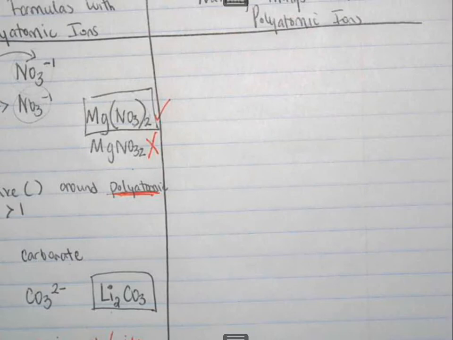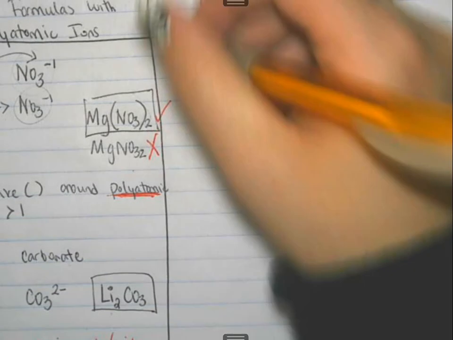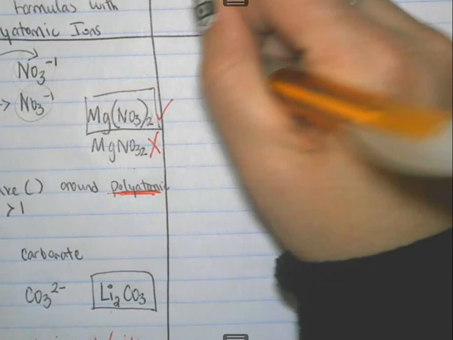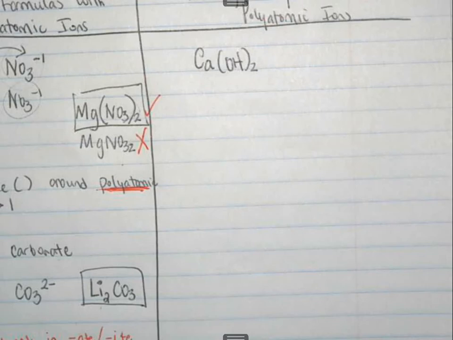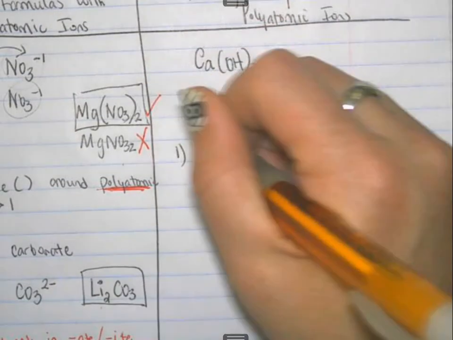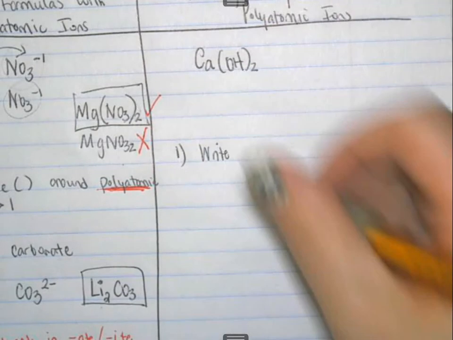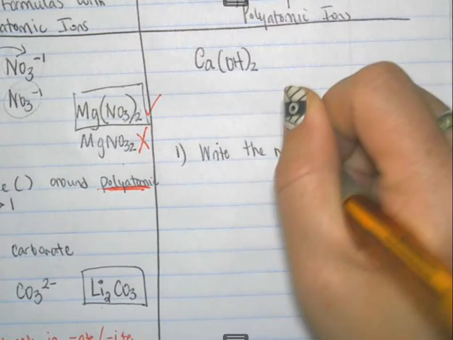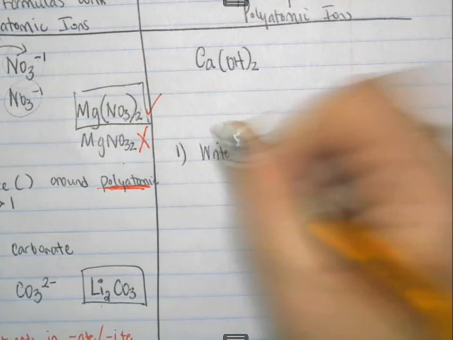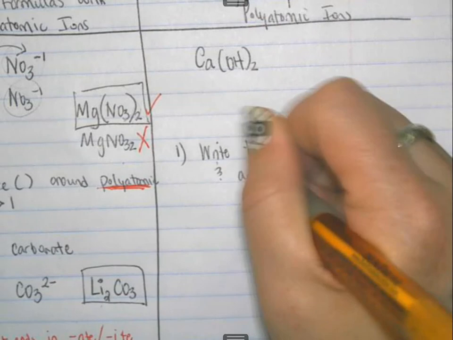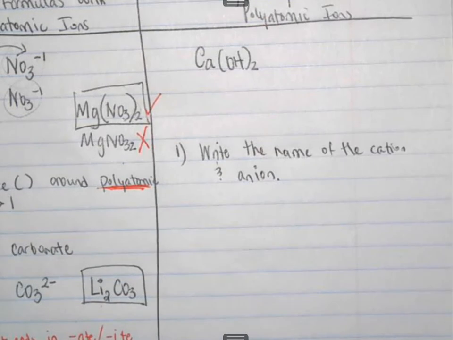If I go up here to writing the names, let's say we're going to reverse this and undo it. So if I gave you CaOH2, what I want you to be able to do is write the name of that. So here's my steps. I write them just like before. I write the name of the cation and the anion. There's absolutely no difference from any of my other ionic compound naming rules.